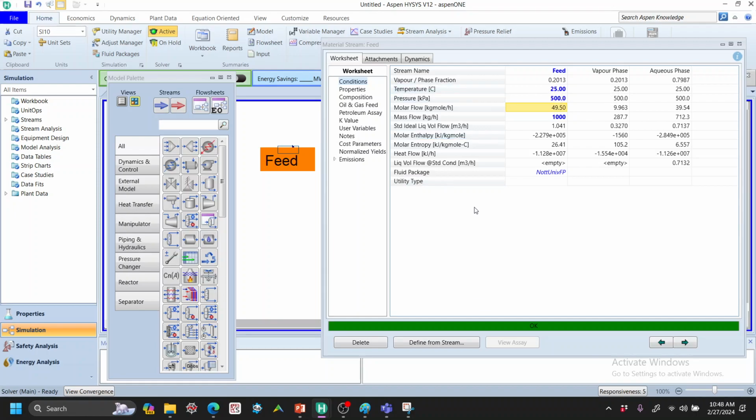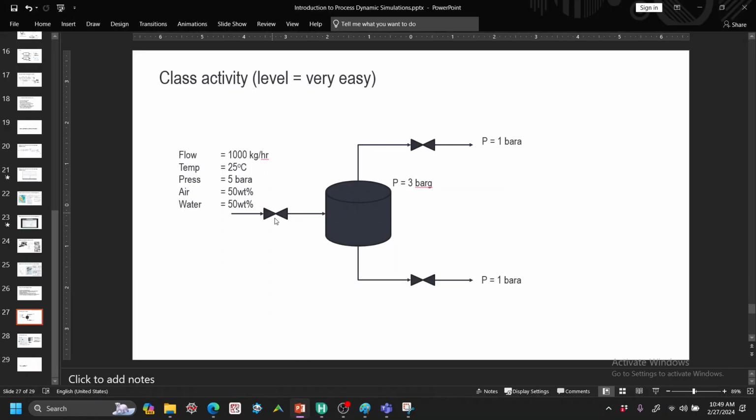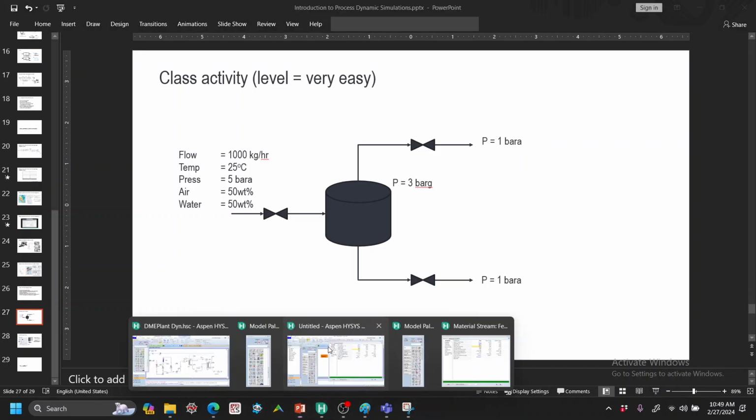So that's how we try to do this in steady state. But we are not doing this in steady state. We are now developing this directly into dynamic, right? Or do we want to do that directly? Because in this class we don't know what the size of the valve is, and we don't know what the size of this is, so we will try to make a steady state simulation first. Yeah, I will have to close the other one.